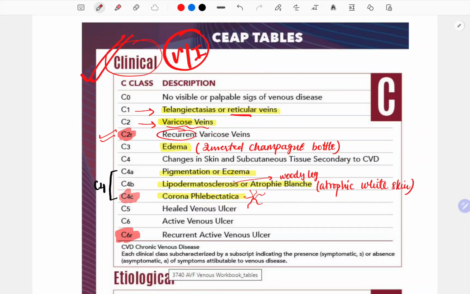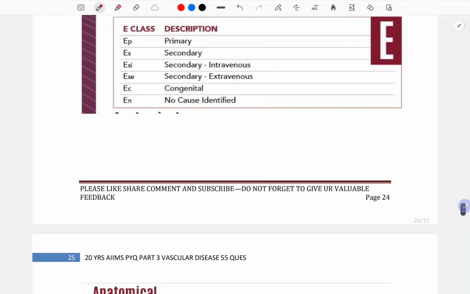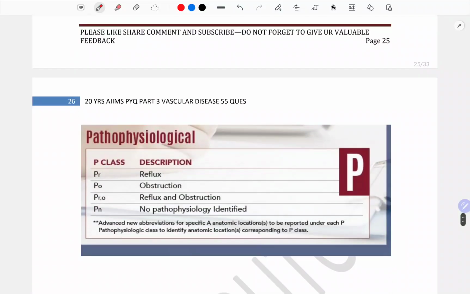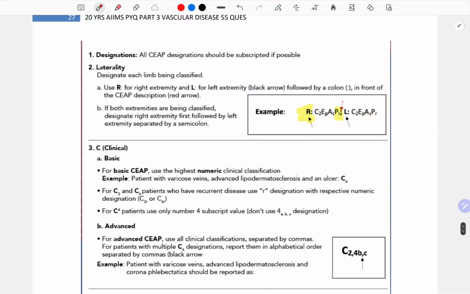C4c is corona phlebectatica. This has been recently added in 2020, where this type of pattern of veins are visible specifically near the ankle. C5 is healed venous ulcer and C6 is active. C6r is recently added, recurrent. So look at these tables very closely and you can pause the video and see. The C class is very, very important. Now this I have taken from the authentic sources. You can look how they have added the recurrent section.